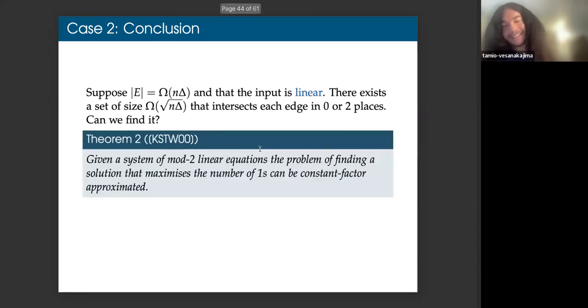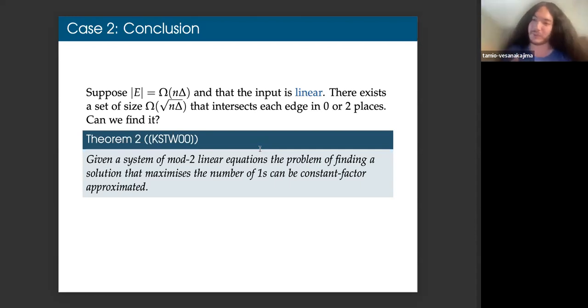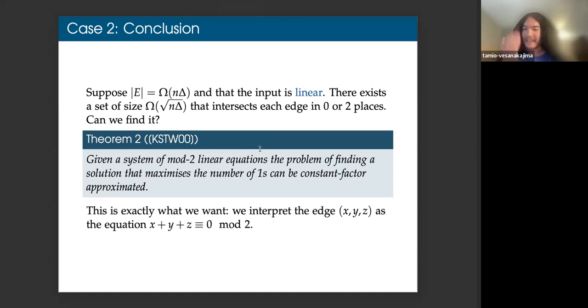It turns out I can find this as well with another algorithm from the 2000s that uses semi-definite programming. It looks a bit different. What it says is that if I give you a system of modulo 2 linear equations, I can maximize the number of ones in these modulo 2 linear equations up to a constant factor. And I'll explain why this is exactly what I want in just a sec. Suppose that I have an edge XYZ.